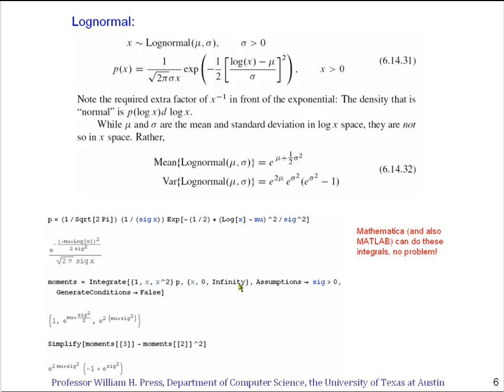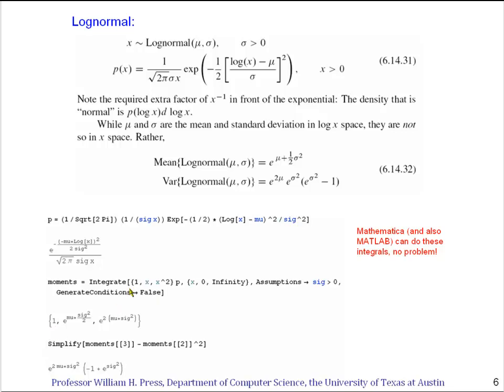And then if you've used Mathematica before, you have to tell it some things so that it doesn't give you overcomplicated answers. We have to tell it the assumption that sigma is a parameter greater than 0, and then it's also a good idea to say GenerateConditions equals False. Don't tell me more than I really want to know. And here's the answer it gives out.